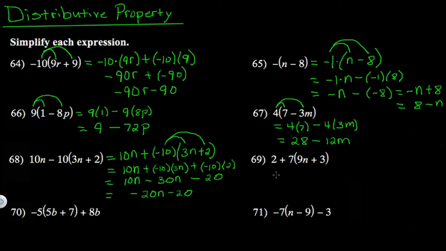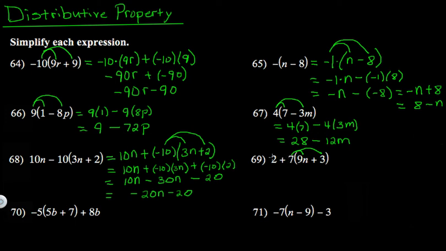Okay, another problem like that, number 69. We have 2 plus 7 times the quantity 9n plus 3. So we're going to use the distributive property here. We're going to multiply the 7 times each of these terms. Notice that the distributive property only applies to the number that's being multiplied by the quantity in the parentheses.